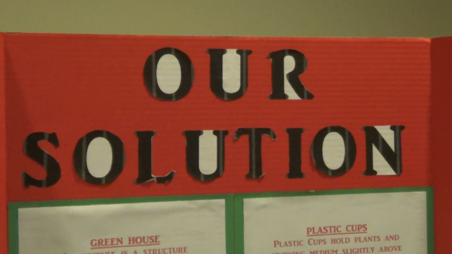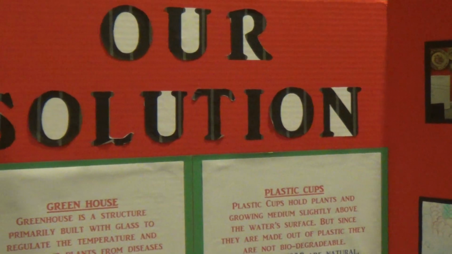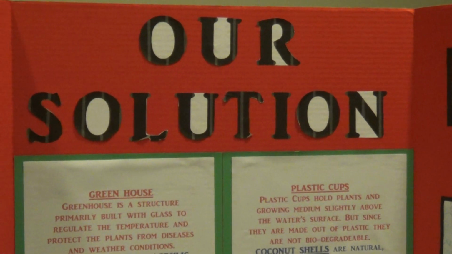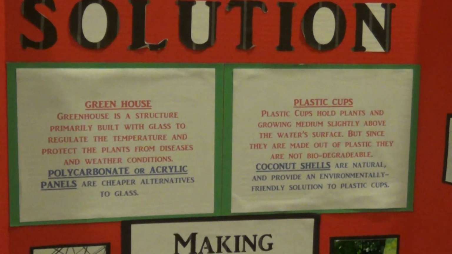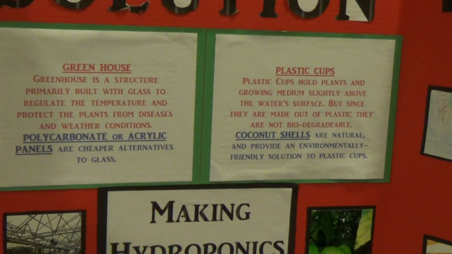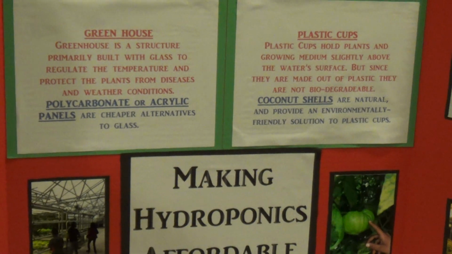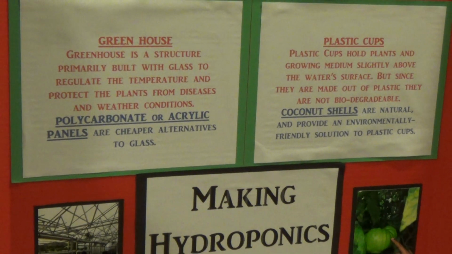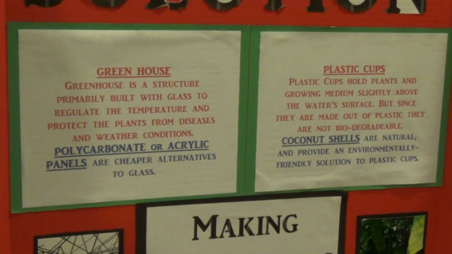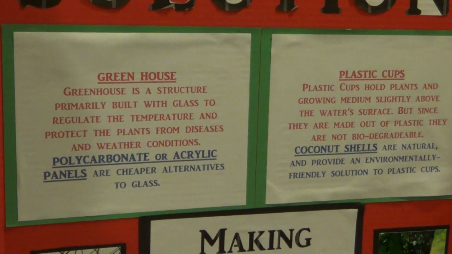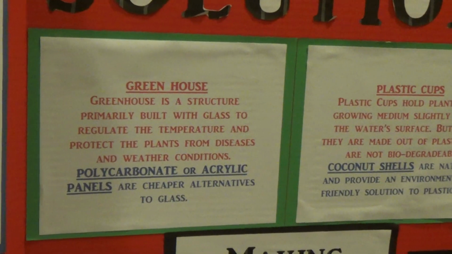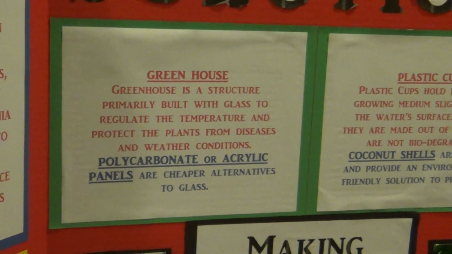Our solution is making hydroponics, a branch of hydrodynamics, more affordable to third world countries. The following supplies are the supplies that we will make cheaper using our hydroponic system. Greenhouses. Greenhouses are structures primarily built with glass to regulate the temperatures and protect the plants from diseases and weather conditions. Instead, you can use polycarbonate or acrylic panels. They are cheaper but serve the same purpose.